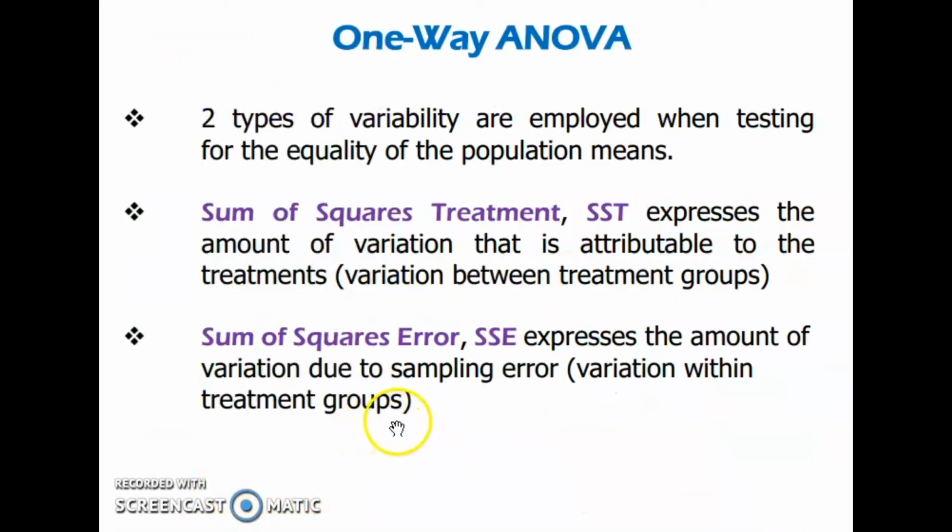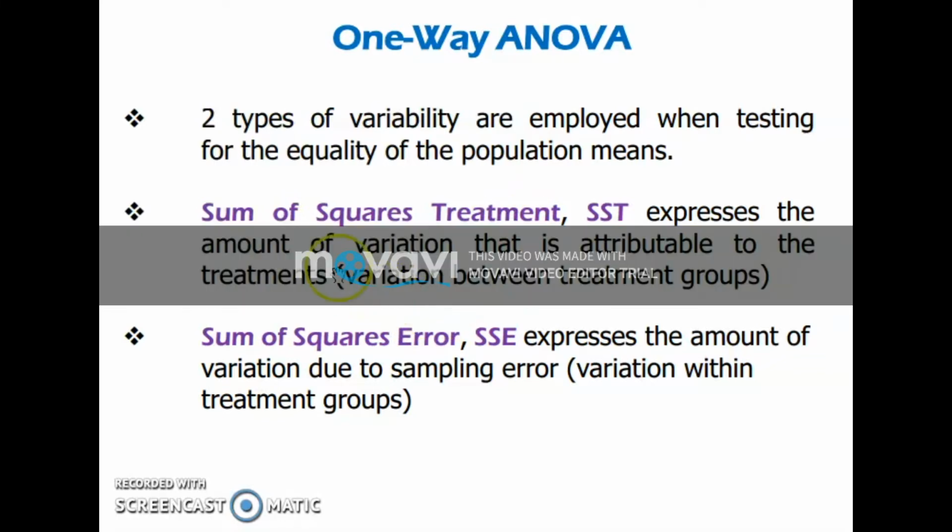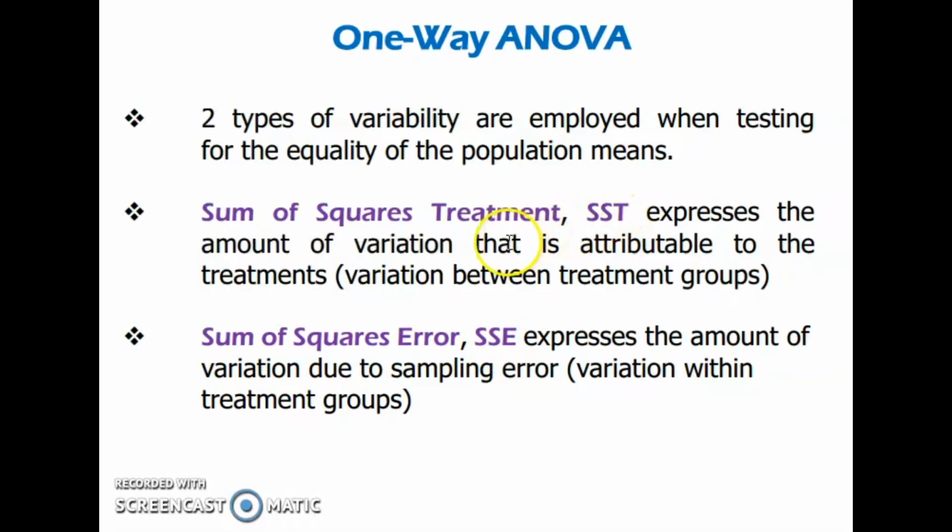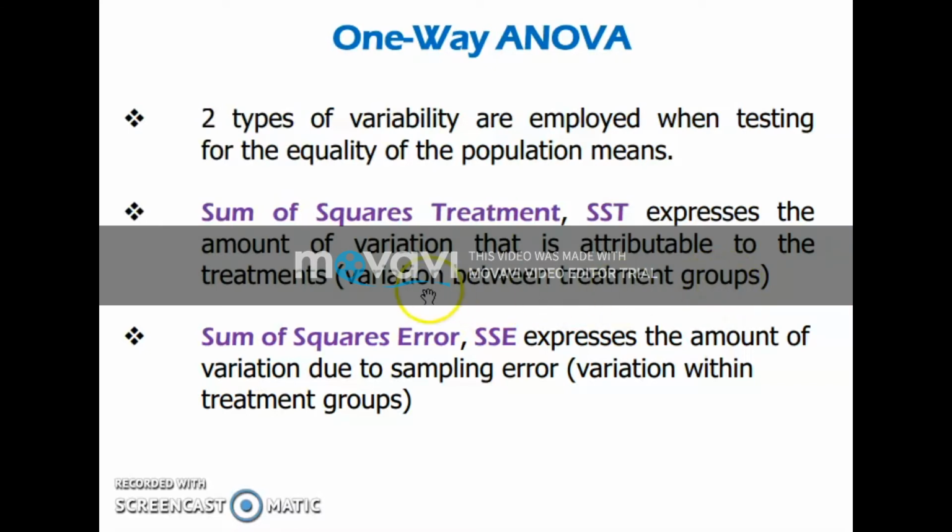To set up the ANOVA table, the main calculations that you need to do are the sum of squares treatment and the sum of squares error, so SST and SSE. SST is the amount of variation that is attributable to the treatments, meaning the variation between treatment groups. So we are looking at variation between graduates from arts, from science, and from social science.